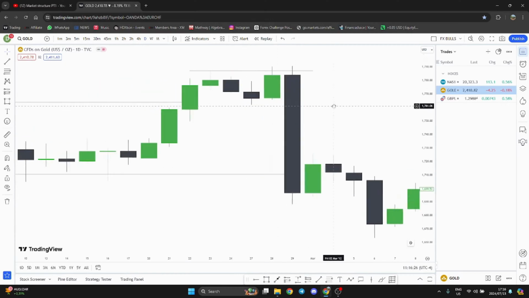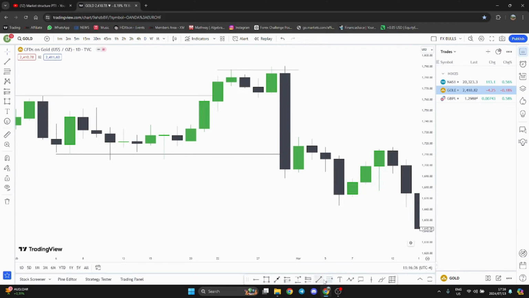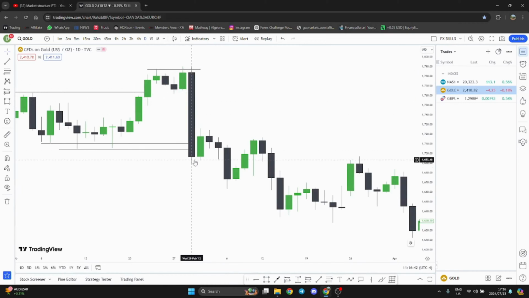Okay, and what does price do at this high? You can see price takes out the high, but fails to close above it. Price fails to close above it, to trade above it. So what's our next potential target? This, right over here. And what does price do? Comes down, closes below it, and then what does price do? We trade below it.